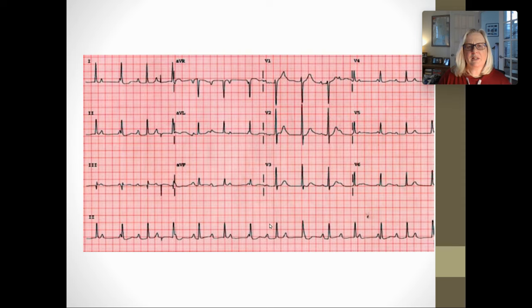Now, this QRS is faster than a normal third degree. This is a third degree or complete heart block. The QRS is a little faster, 75, just a little over 75. So this is faster than what you would normally see for a complete heart block as far as the QRSs go, but the P waves are all over the place. They don't match up at all. So this is a definite complete heart block.